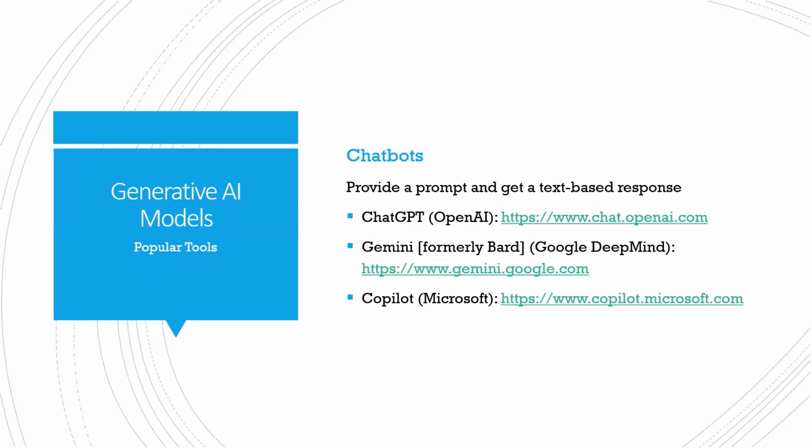Chatbots generate content based on prompts provided by a user. Most of us, by this point, have heard of ChatGPT, which was developed by OpenAI. Gemini, formerly known as Bard, is available from Google DeepMind. That's a subsidiary of Google. And then Copilot is a model from Microsoft. It's probably the newest of the three, and it is the model that I use to generate some of the examples that we're going to look at a little later in the session. So these are just some of the most popular chatbots.